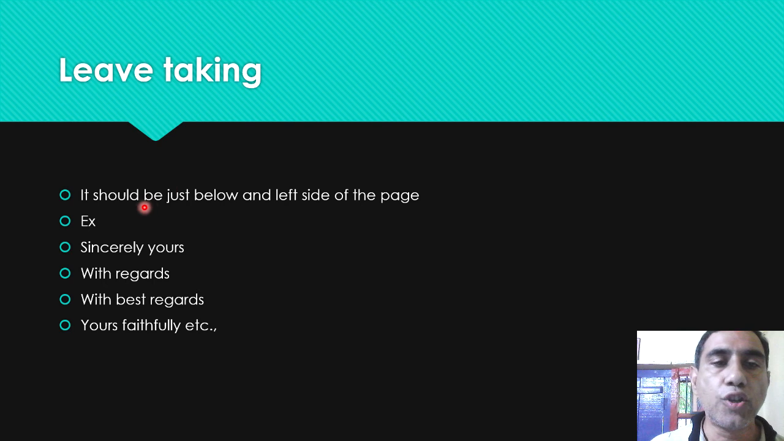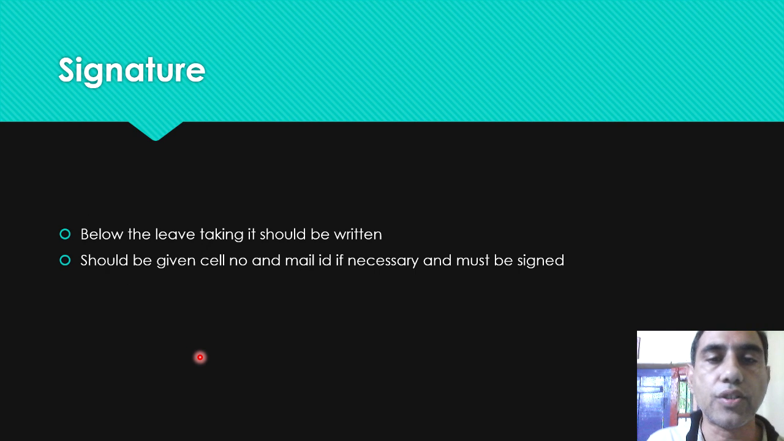Leave taking or subscription. It should be just below, on the left side of the page. Examples: sincerely yours, with regards, with best regards, yours faithfully, etc. Such subscriptions we have to write according to the context. Lastly, the signature. It should be written below the leave taking. Give a cell number and mail ID if necessary, and it must be signed.